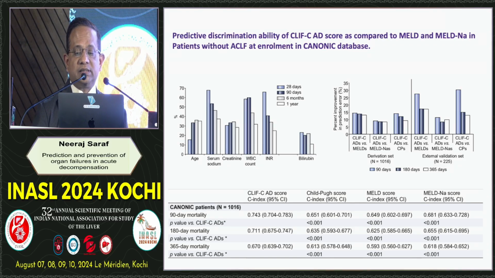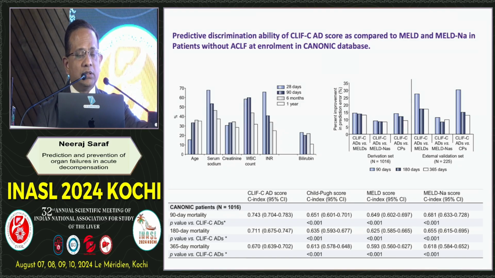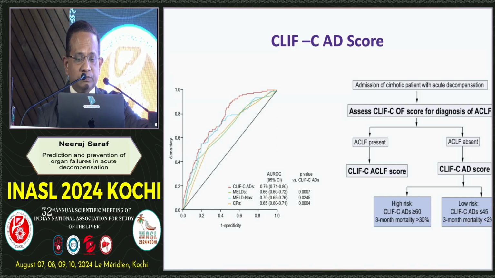in the derivation set and the external validation set, the CLIF-C AD score did better than the MELD score, the MELD sodium score, and the Child-Pugh score. And again, this table shows the same thing, that the 90-day mortality, 180-day mortality, and the 1-year mortality were better predicted by the CLIF-C AD score as compared to the MELD score, MELD sodium, and the Child score.